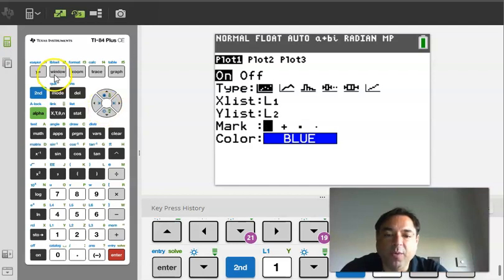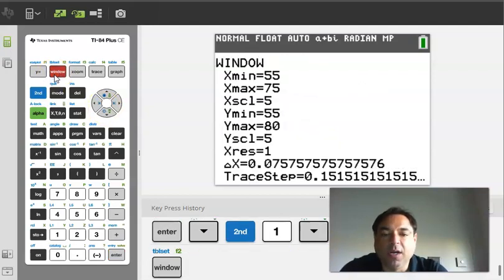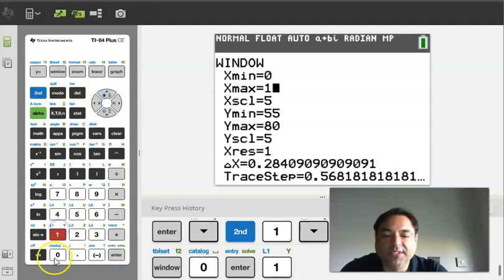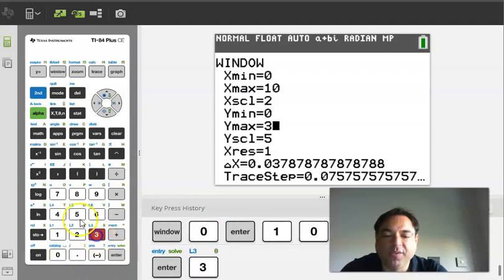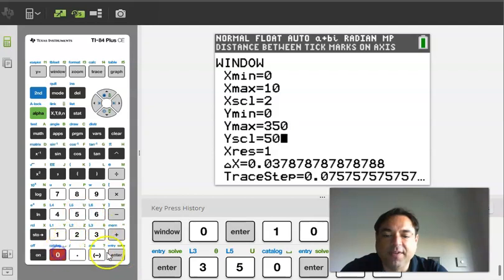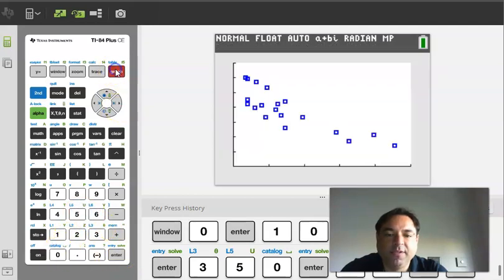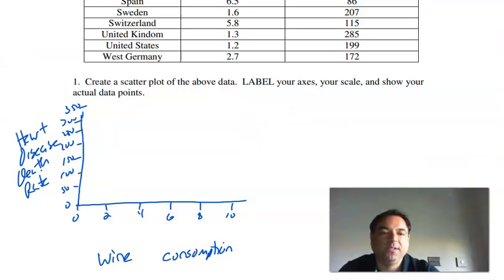So I'm going to press window, and if you remember from our picture, our x minimum was 0 for wine consumption, x max was 10, and my scale was 2. My y minimum was 0, my y max was 350, and my scale was 50. Once I have everything in, I press graph, and we're going to do a sketch of what we have for our scatter plot. So draw the best you can. Doesn't have to be perfect, but draw the best you can.